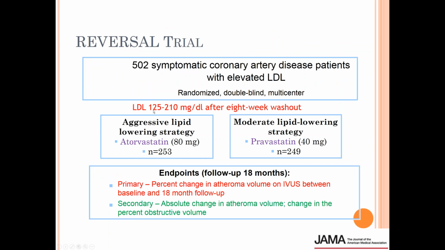The patients had LDL from 125 to 210, so not at goal for patients with atherosclerotic heart disease. And they randomized them to either high-intensity statin with atorvastatin versus moderate-intensity statin with pravastatin. And the primary endpoint that they looked at was change in the atheroma volume based on IVUS at approximately 1.5 years. And the secondary endpoints were change in atheroma volume and change in the percent of obstructed volume.